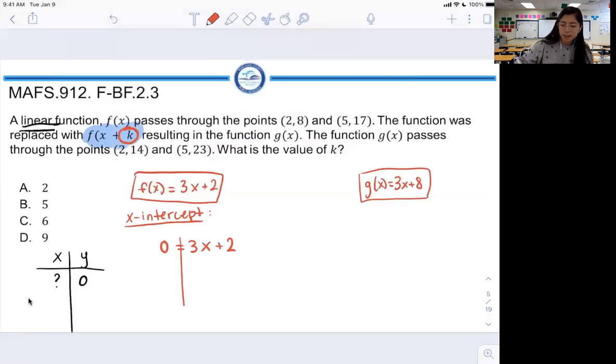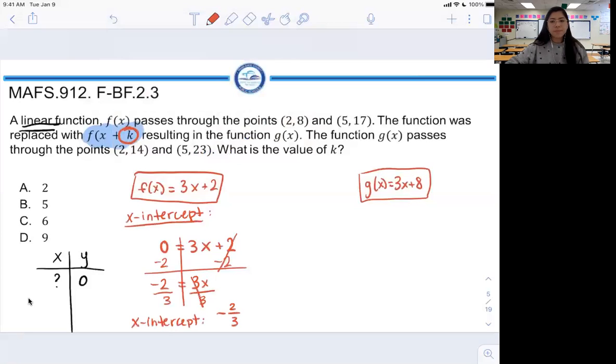Solving for x, I need to take away the 2. 0 minus 2 is negative 2. I divide by 3, and I get negative 2 over 3. So the x-intercept is negative 2 thirds. So I got this for f of x. Now I need to do it to g of x, and then I can see how many units apart the x-intercepts are. So now I'm going to do the same exact thing with g of x.